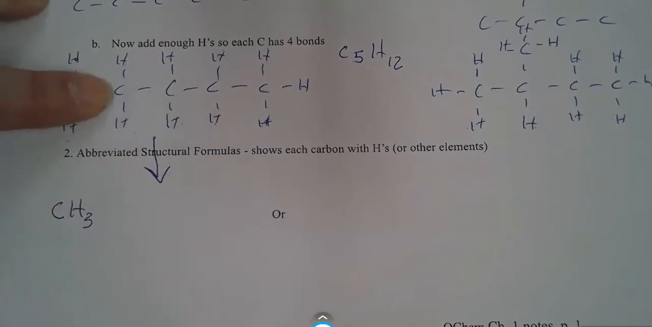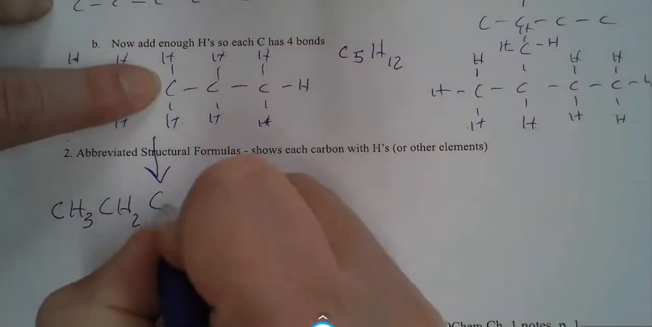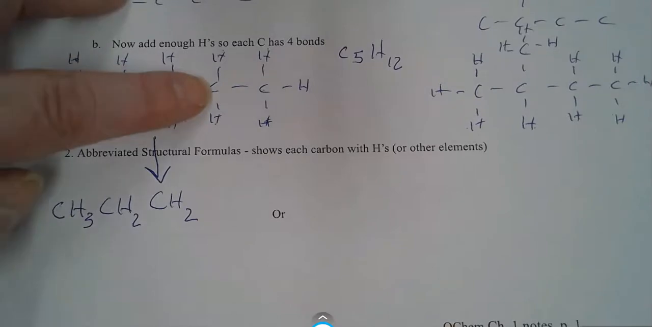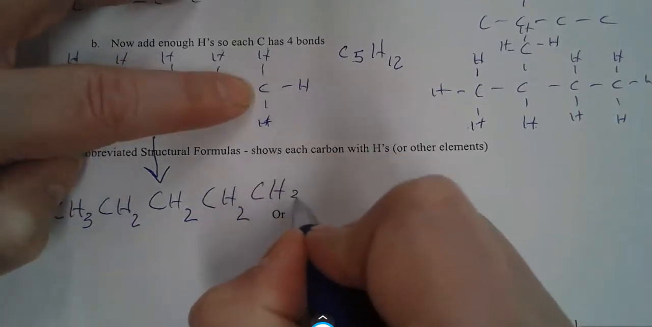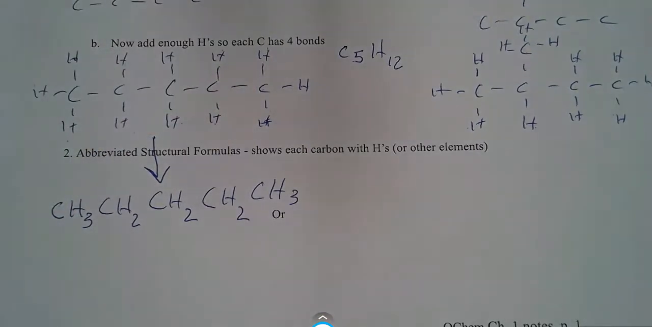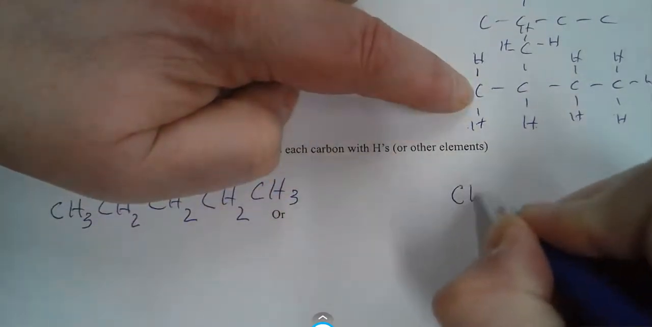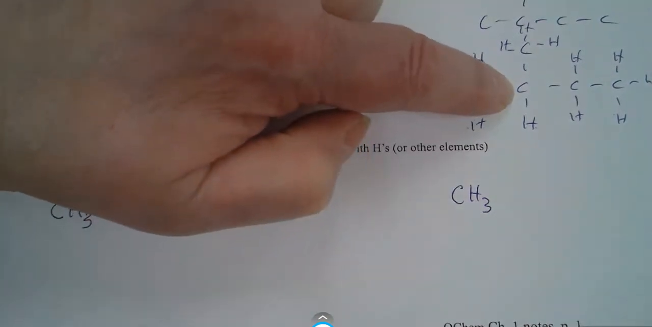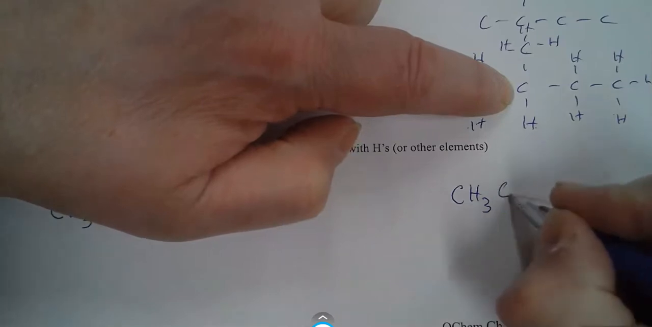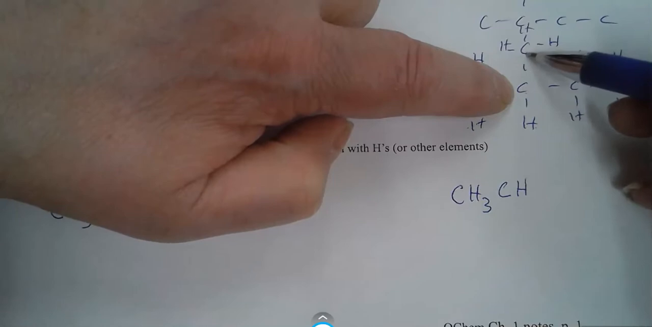What about this carbon? What's on this carbon? 2 hydrogens. What's on this carbon? 2 hydrogens. What's on this carbon? 2 hydrogens. And what's on this carbon? 3 hydrogens. Okay, watch closely what I do here. What's on this carbon? 3 hydrogens. This is where you've got to be careful. What's on this carbon? Well, there's a hydrogen, but what else is on this carbon up here?